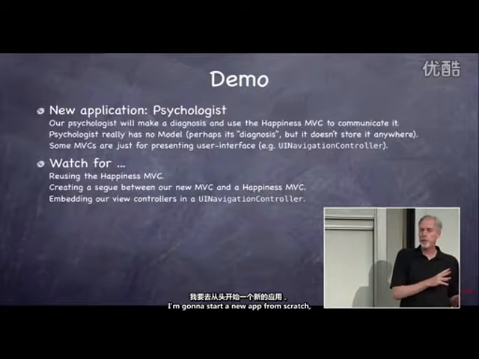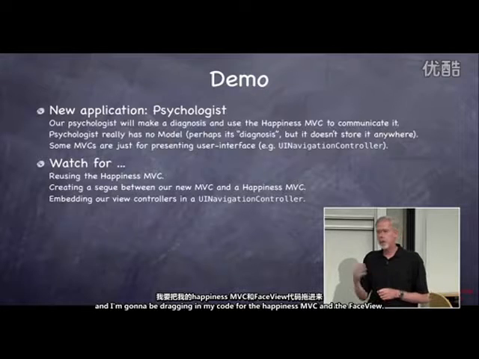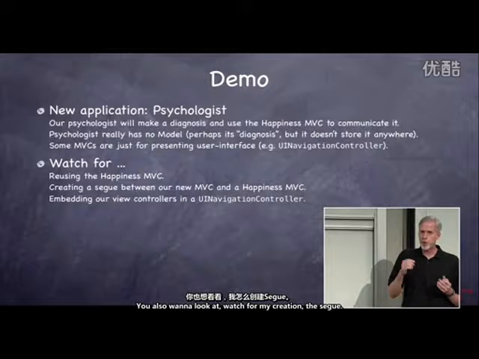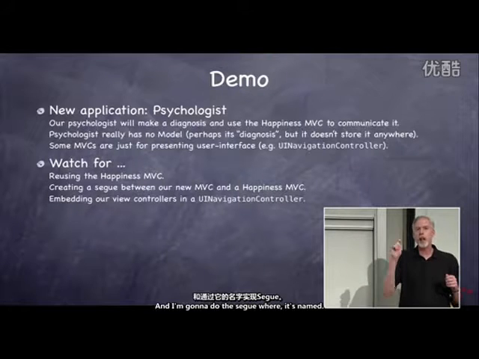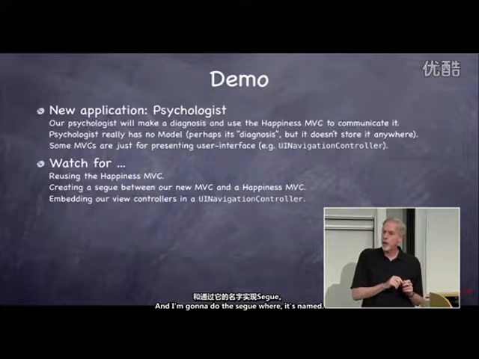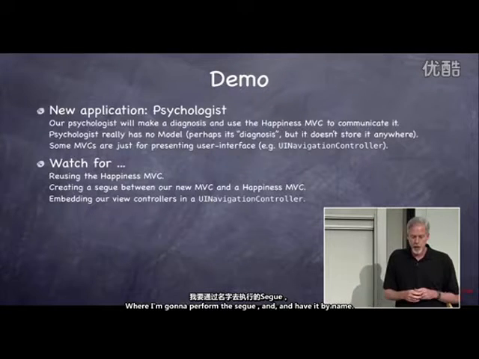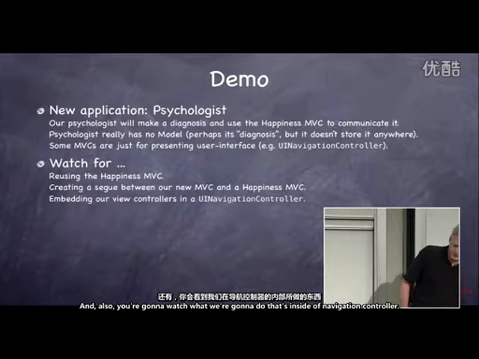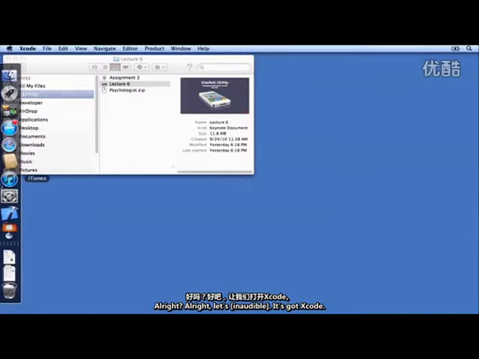What you should watch for in this demo, obviously, we're going to reuse the happiness MVC in a new app. I'm going to start a new app from scratch, and I'm going to be dragging in my code for the happiness MVC and the face view. You also want to watch for my creation of the segue. I'm going to do both the segue where I go directly from a button, and the segue where it's named, where I'm going to perform the segue by name. And also, we're going to do this inside a navigation controller. All right, let's do that.